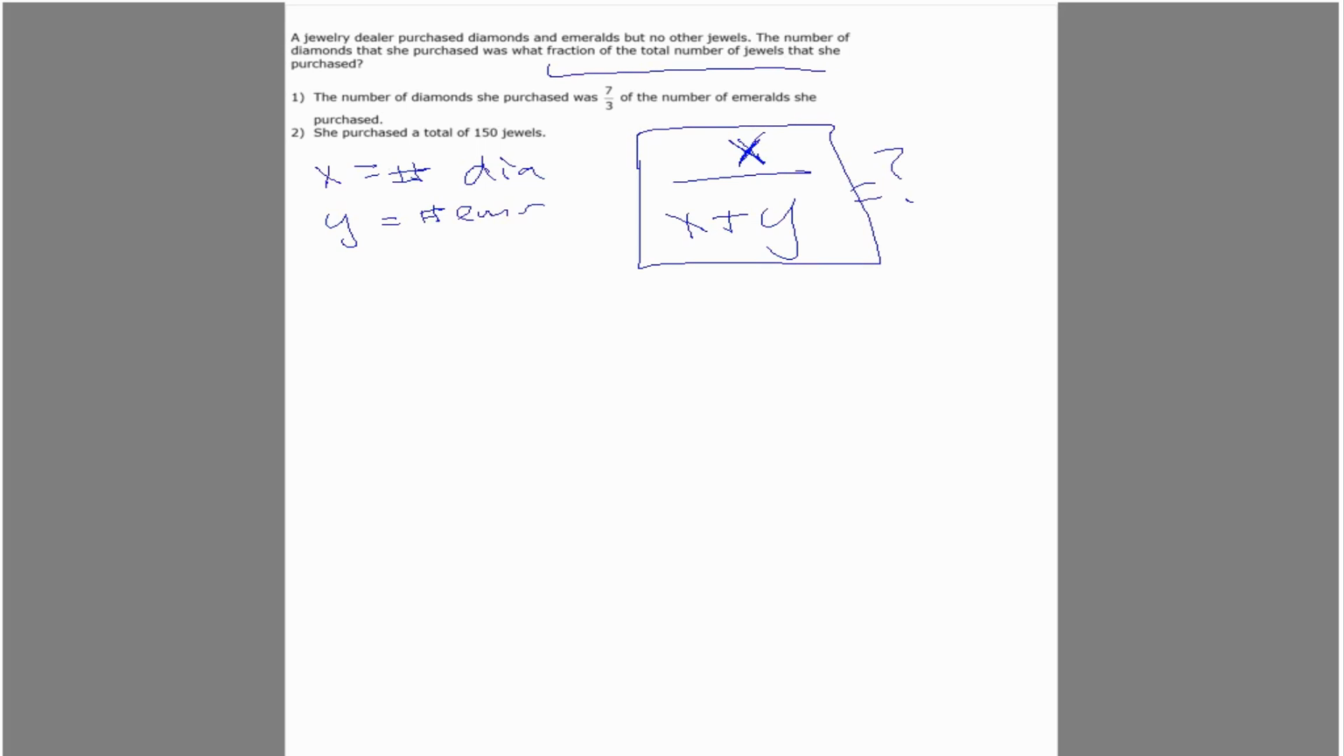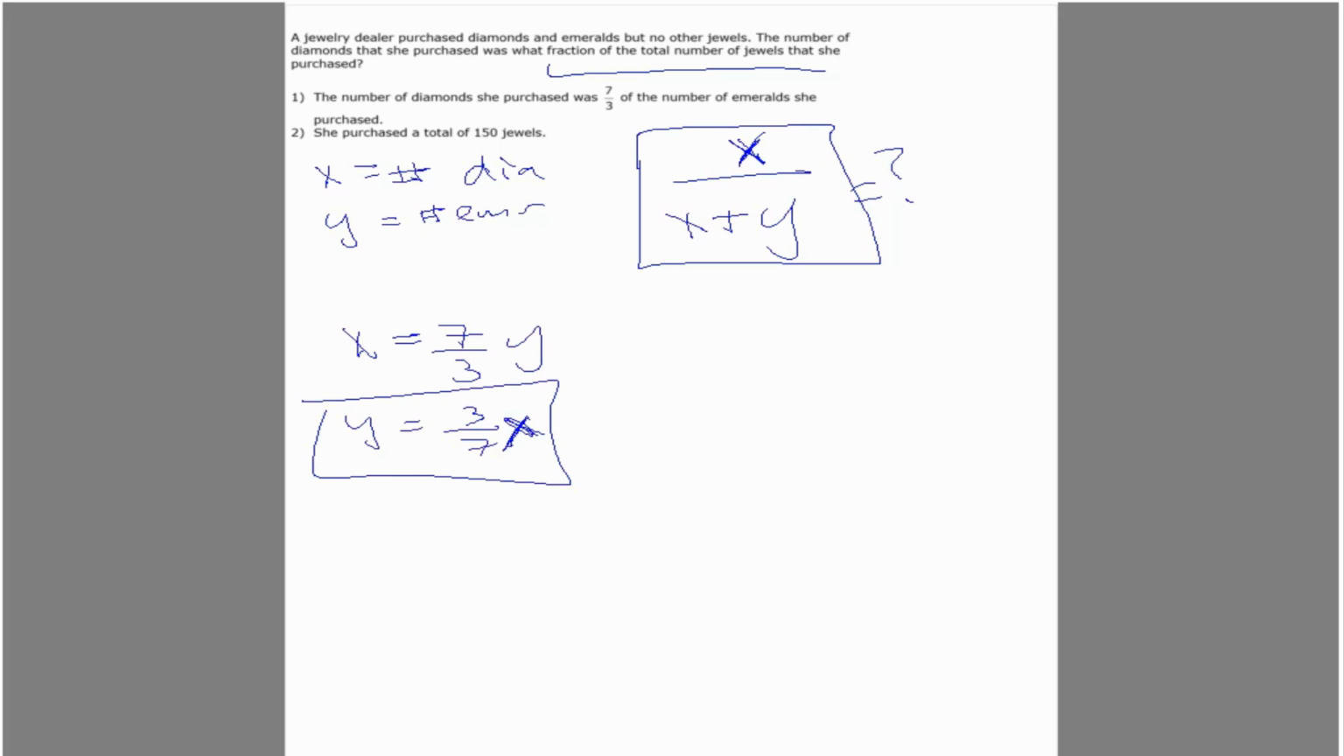Okay, so statement 1, the number of diamonds she purchased was 7/3 of the number of emeralds she purchased. So we can say that x is 7/3 of y. We can say y is equal to 3/7 of x. And a lot of beginning students look at this and say, well, it's not sufficient, right, because we have two variables in one equation.